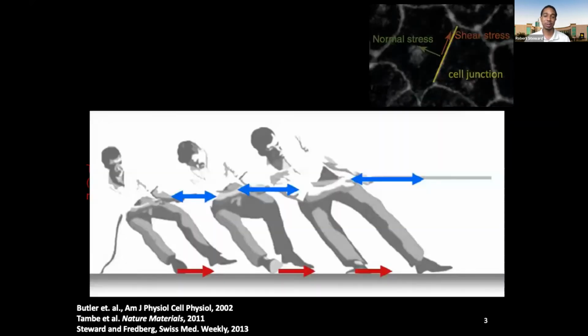Some of you who've seen my talks have probably seen this slide before, but I always like to describe the interaction like a game of tug of war. Looking at these guys here, tractions are the stress generated as they brace themselves to push off the ground. Intercellular stresses are the tension in the rope.